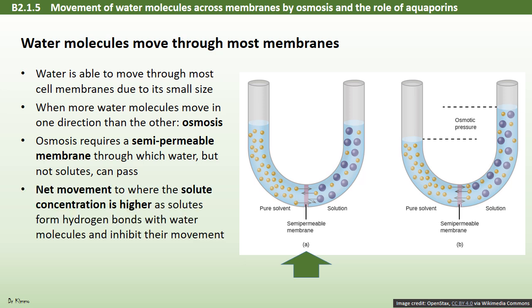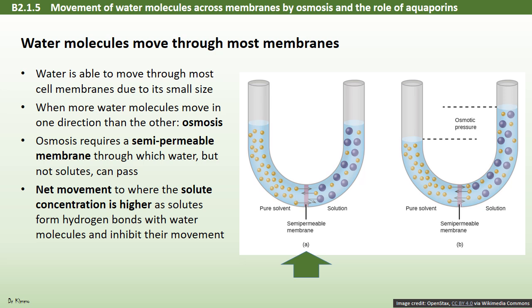Now, water does move in both directions, but there is a net movement to where the solute concentration is higher, because solutes form hydrogen bonds with water molecules and inhibit their movement. So the water on the right is not able to move through the membrane as fast as the water on the left. Looking at this illustration, a way to remember which way the water moves is to consider the water concentration as being higher to the left than to the right. And if you count the number of spheres, there are more yellow spheres on the left than on the right.